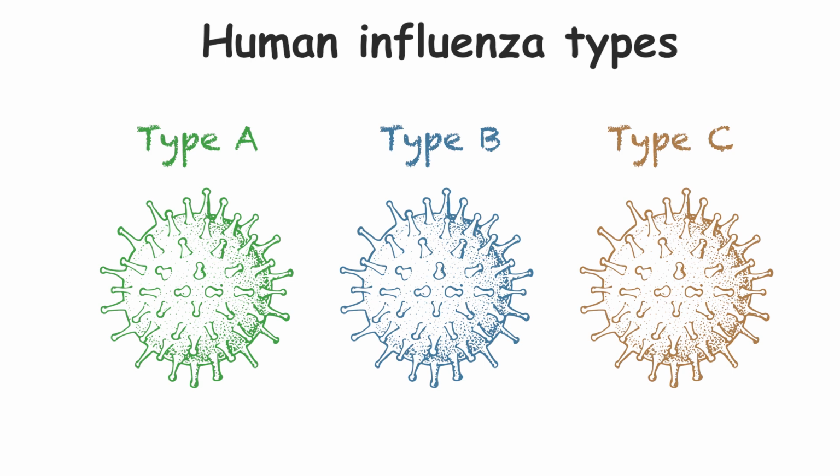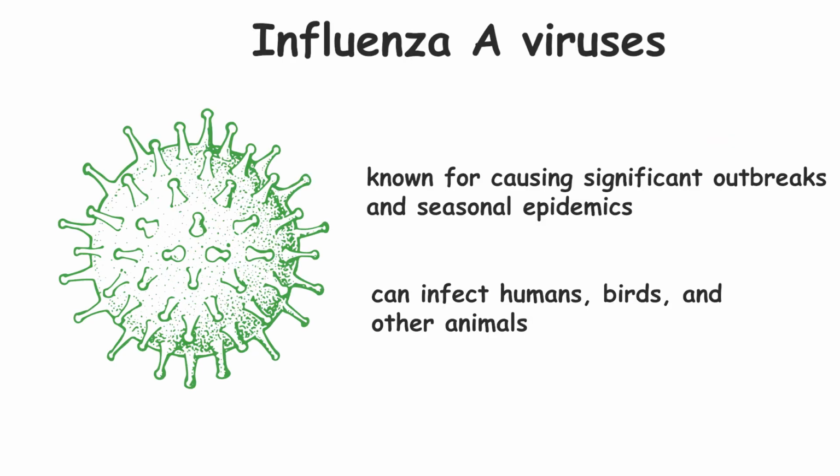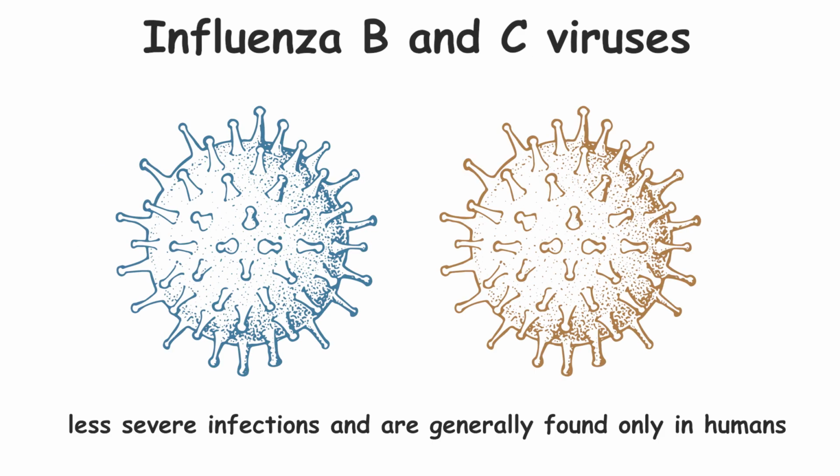Influenza viruses come in three types: A, B, and C. Each has its unique characteristics and impact. Type A, the main villain in our story, can infect both animals and humans and is notorious for causing severe symptoms. On the other hand, types B and C usually result in milder cases and are generally confined to human infections.